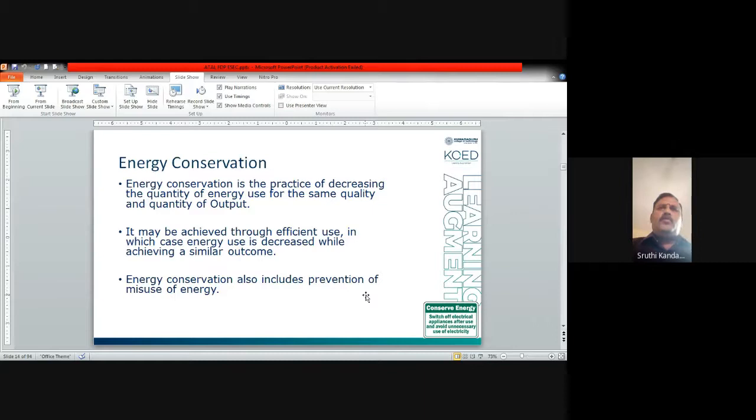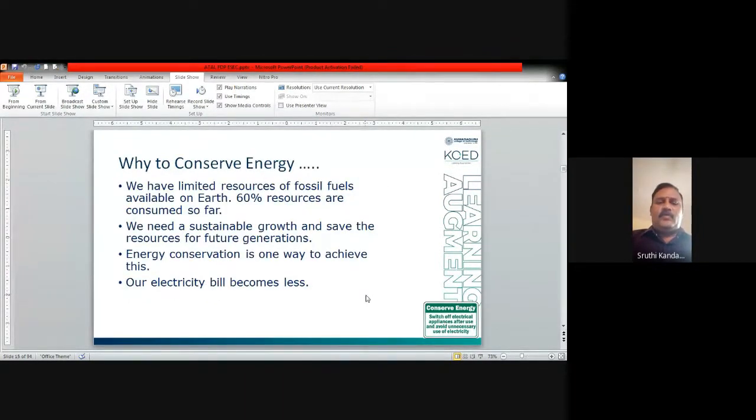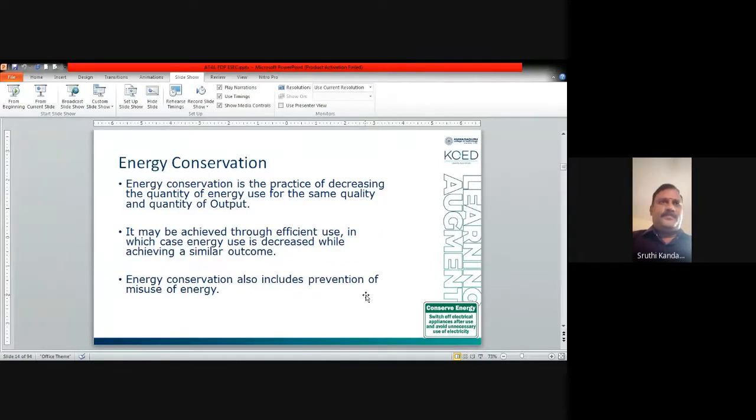So saving of 1 unit of generated power is equal to saving of 2 units of energy. This is a normal slogan. So energy conservation is a very important criterion in any energy sector. Energy conservation is the practice of decreasing the quantity of energy used for the same quality of output. It may be achieved through efficient use, in which case energy used is decreased while achieving a similar outcome. Energy conservation also includes prevention of misuse of energy.